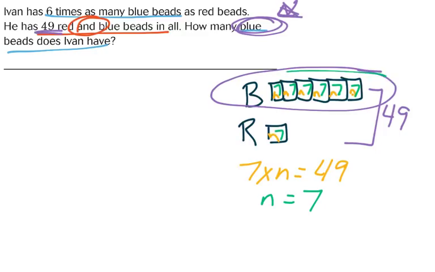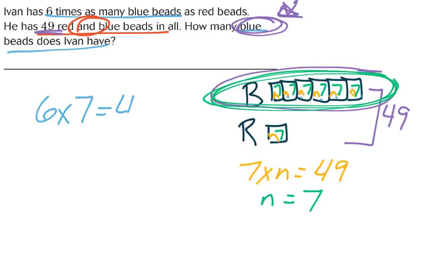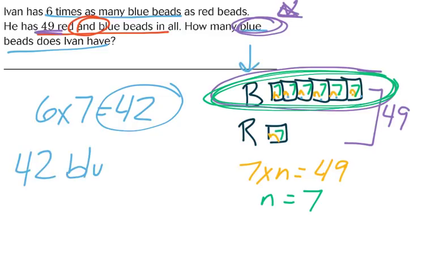Now, because I've circled my blue already, I know that I have to go back and solve for that. I have 1, 2, 3, 4, 5, 6 sevens. 6 times 7 is equal to 42. So when it asks me how many blue beads does he have, remember I have to solve for that. He has 42 blue. This is the last step, and again, you guys are forgetting this step. You're solving for n, but you're not solving for what the question's asking. Make sure you're going back and solving for what that question is asking you for.